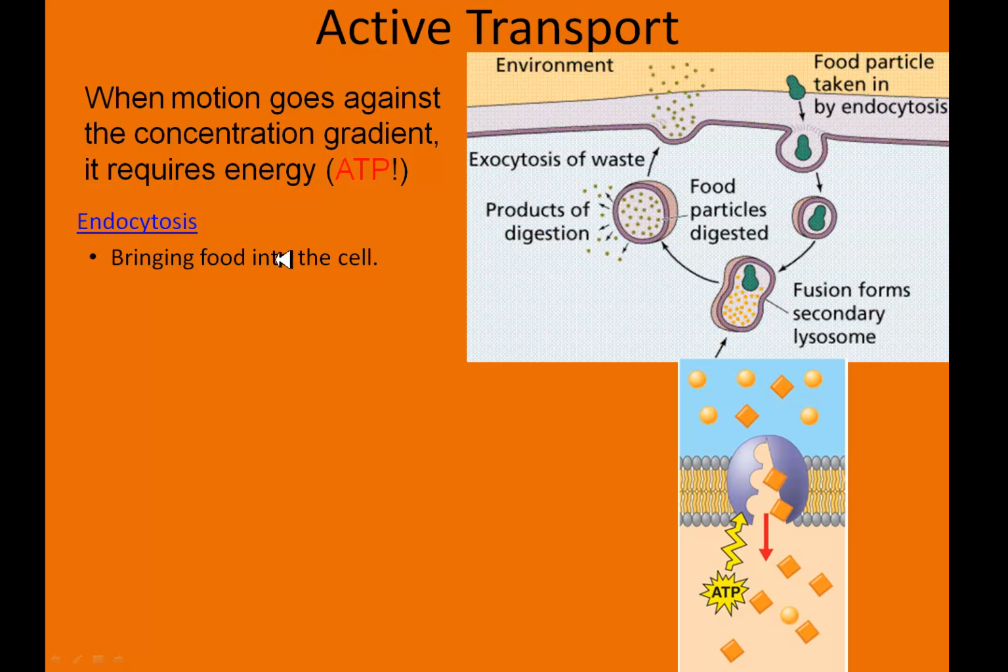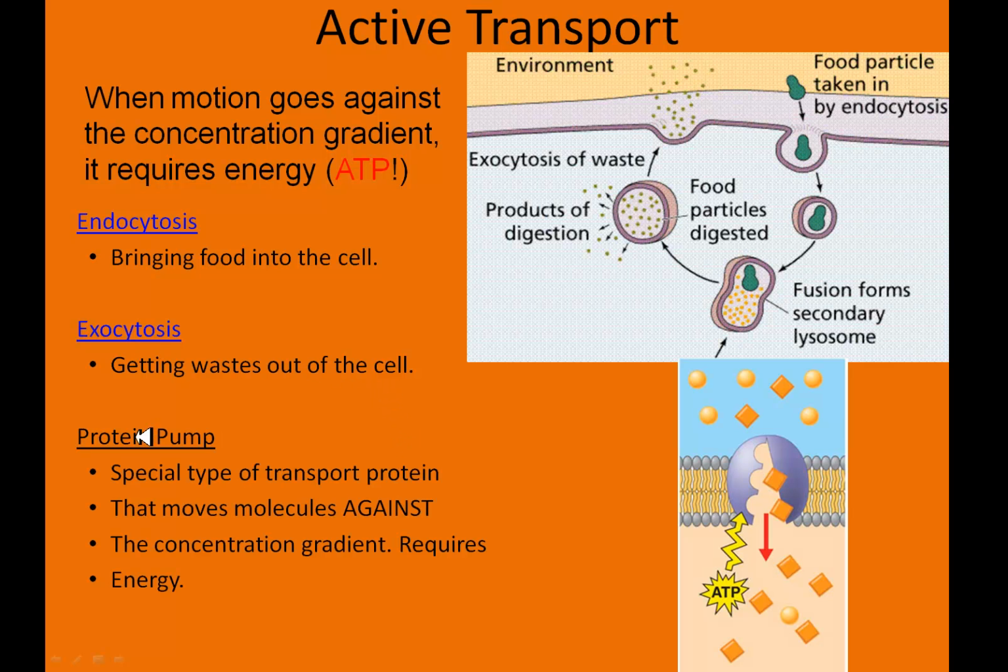So endocytosis is bringing food or other large molecules into the cell. Exocytosis is getting rid of waste out of the cell. We also have a protein pump, which looks like this, which looks very much like those channel proteins, except that we now have to add ATP into it, because we're bringing things from a smaller concentration to a higher concentration. And anytime we do that, that's against the natural flow, and we have to add in energy.